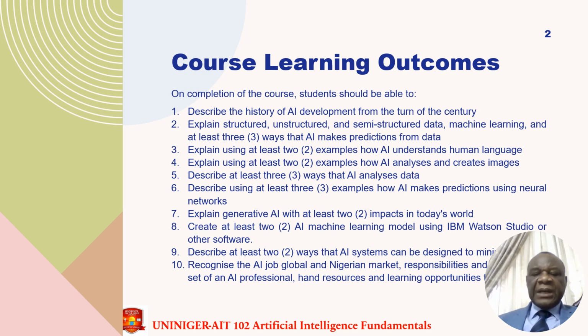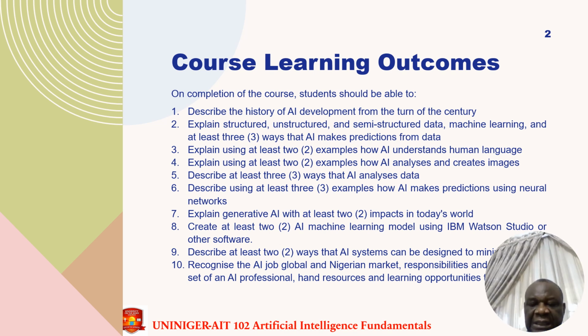Our course learning outcomes include describing the history, the structures, and at least using examples of AI in analysis, in human language analysis, and creating images. We're going to describe at least 3 ways that AI analyzes data. We're going to describe, using at least 3 examples, how AI makes predictions using neural networks. We're going to explain generative AI.